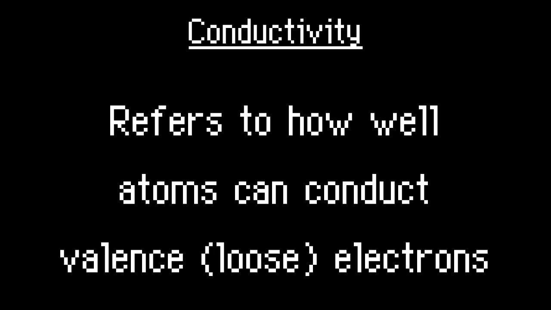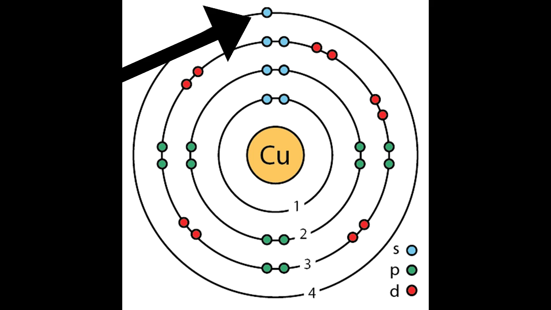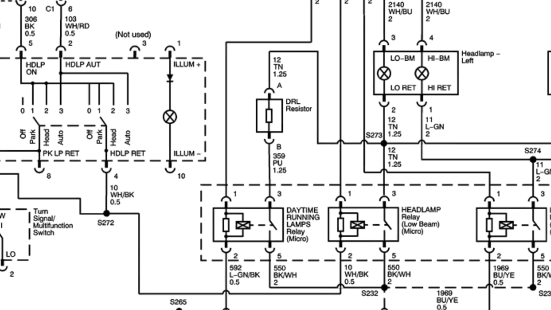How about some conductivity? It's the ability of how well atoms conduct valence electrons or loose electrons. Think of your phone, for example. What do you think is powering it? Those loose electrons right there. Conducting along the metal, of course. Not along any other non-metal, of course.